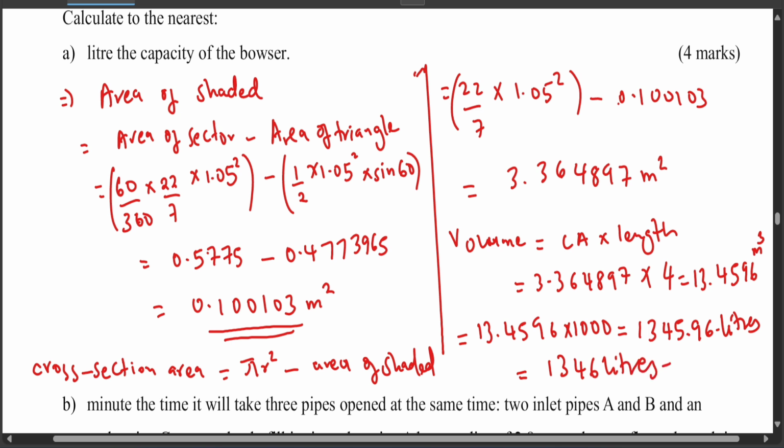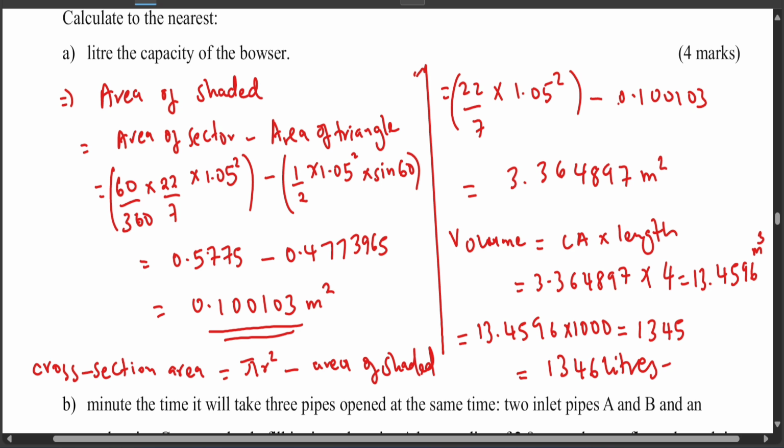correct. Hopefully I am, but let me check if I'm correct really. So let me take 3.364897 times 4, then multiply by 1,000, should give us, I think I'm wrong somewhere. I was supposed to multiply by 1,000. So let me check. 13.4596 times 1,000. Yeah, I'm wrong somewhere.